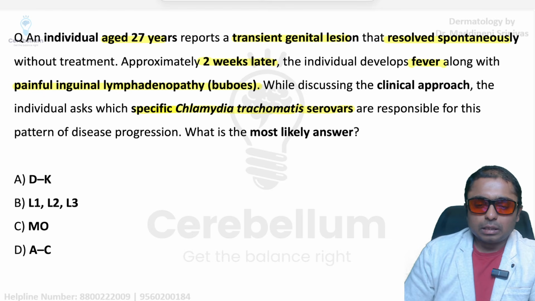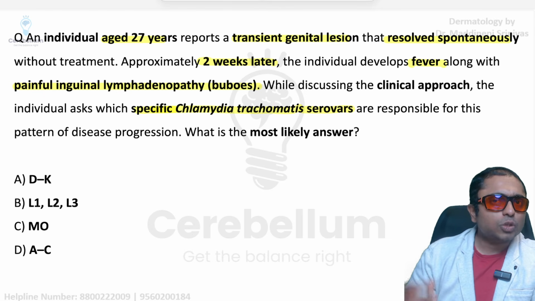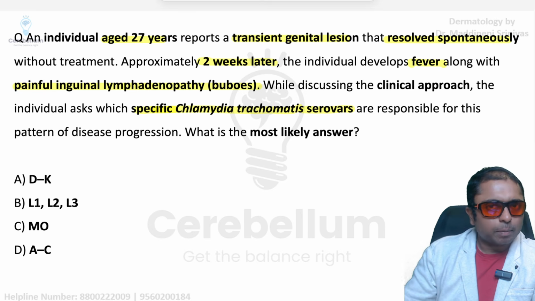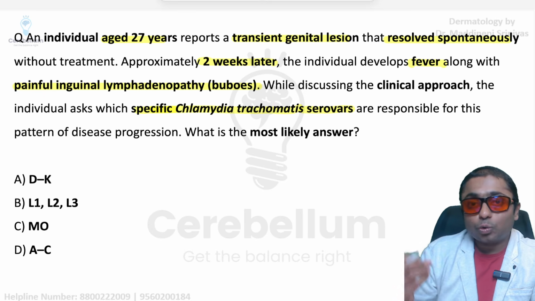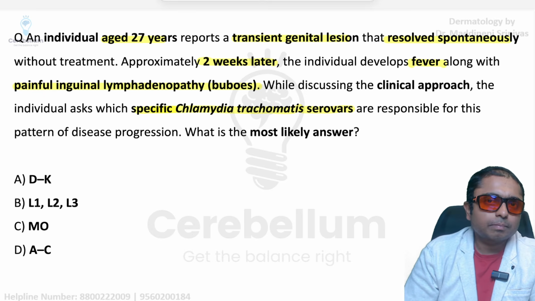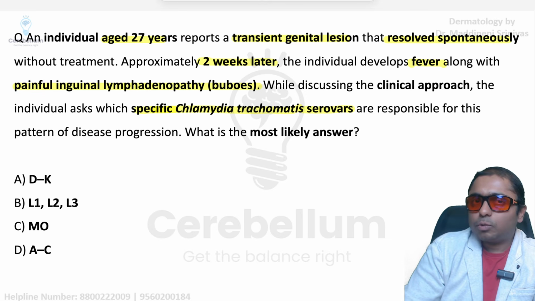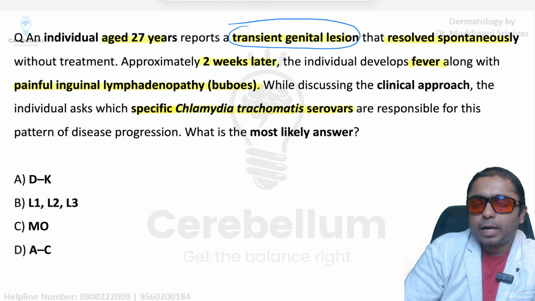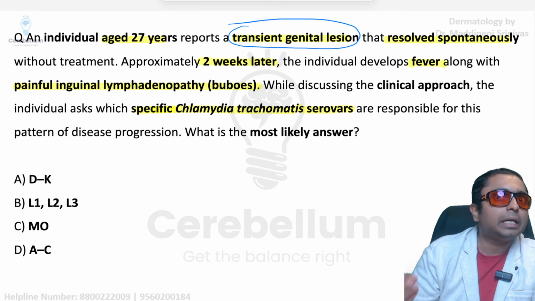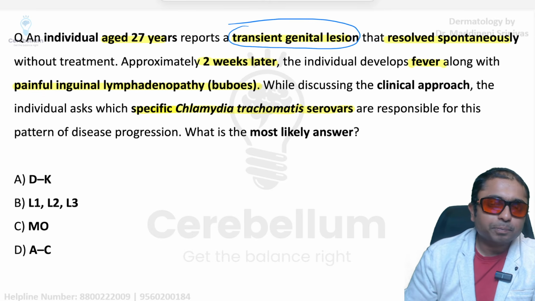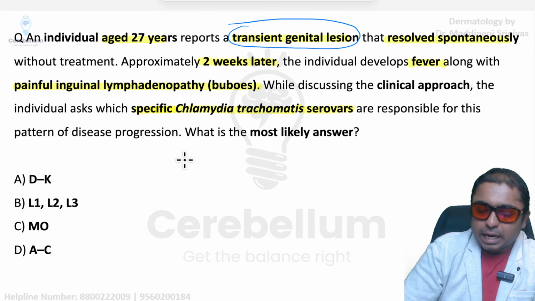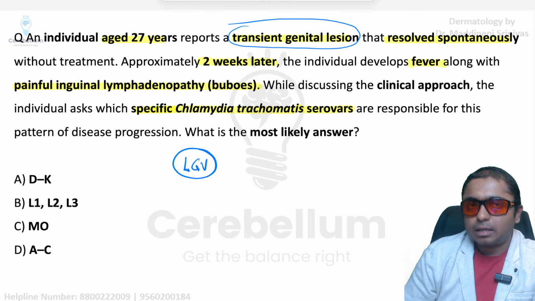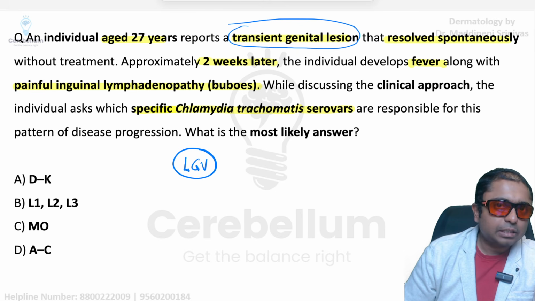Again, this question is also a multi-layered question. First you need to know what the diagnosis is. So how can you come to the diagnosis? In sexually transmitted disorders, there is only one condition which is very peculiar in producing a transient genital lesion. What is that condition? Yes, LGV is that disease where there will be a very transient genital lesion.